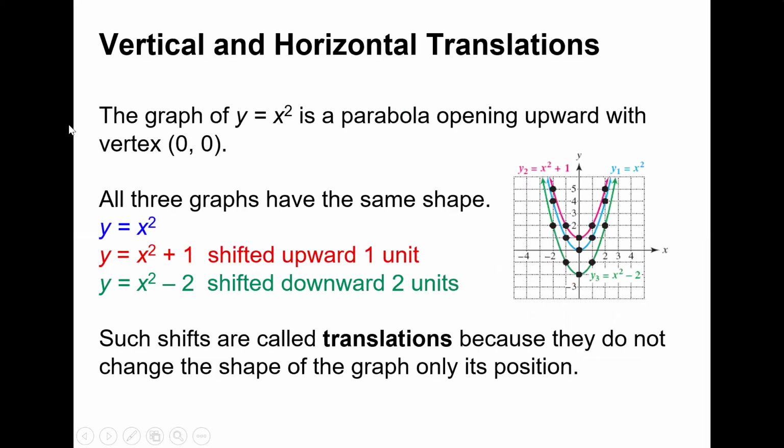All right, so the graph of y equals x squared is a parabola opening up with a vertex at (0, 0). That's our blue line here. Then all three graphs have the same shape: the x squared plus 1, and x squared minus 2.